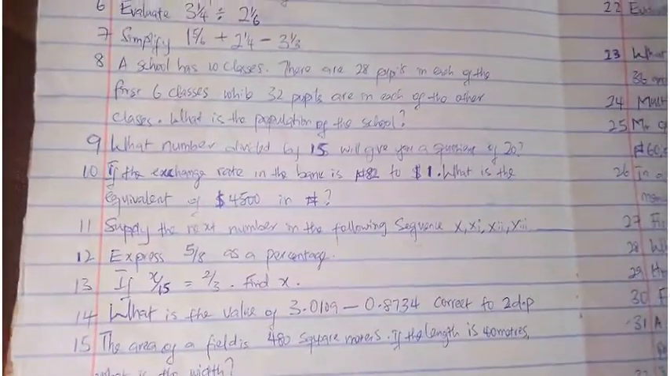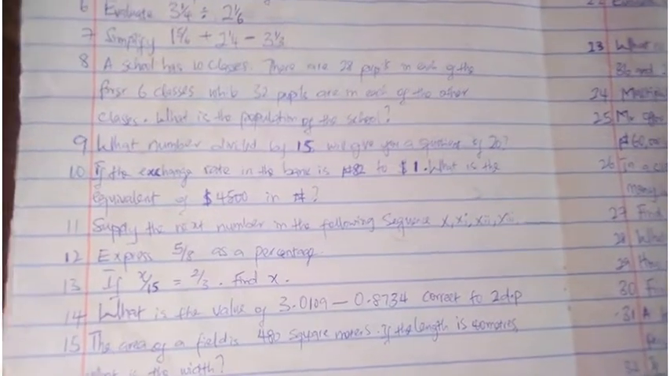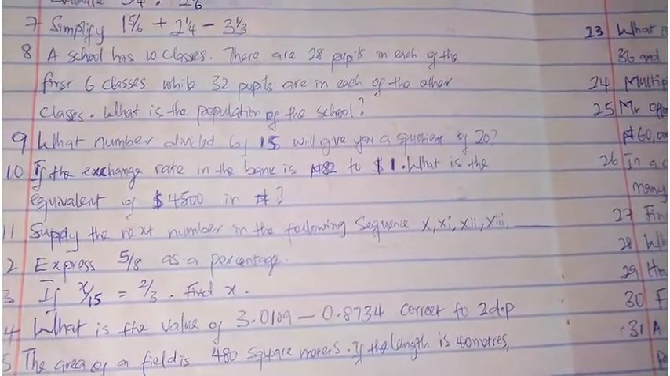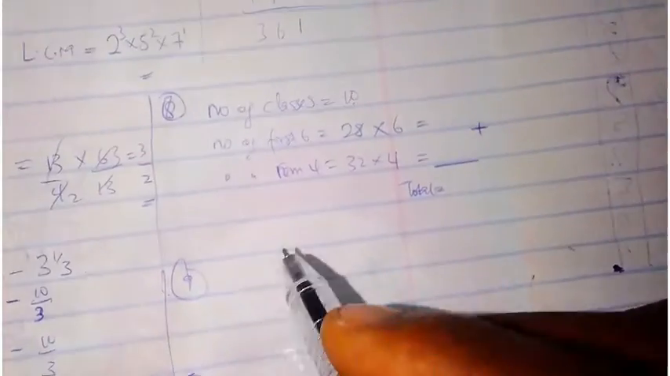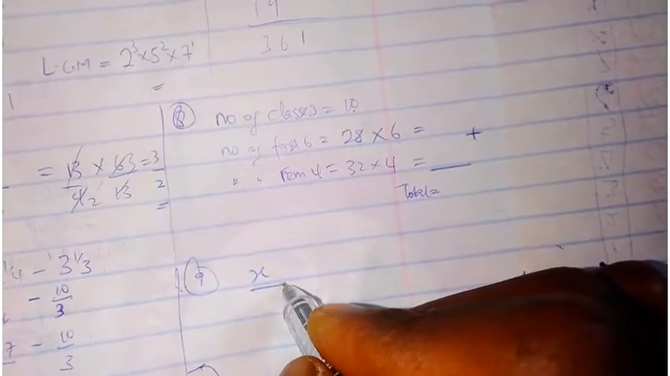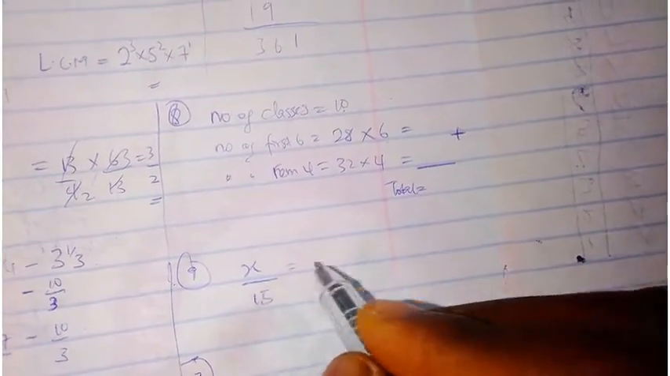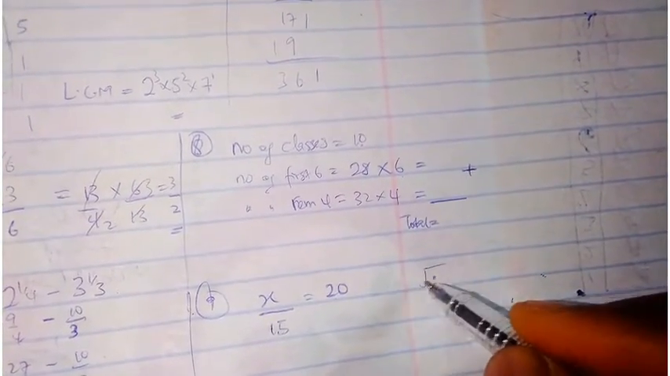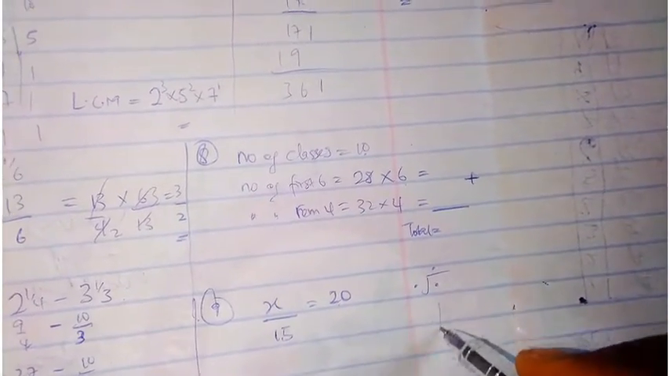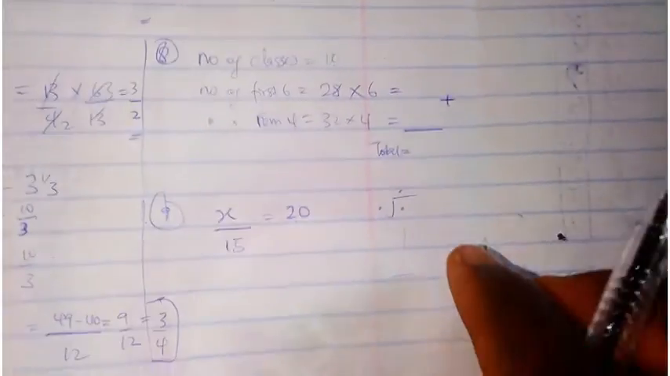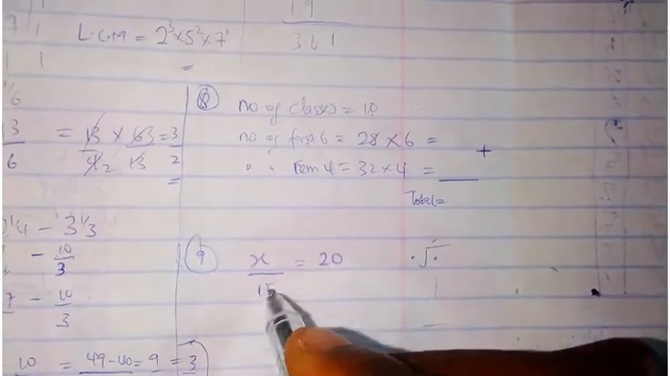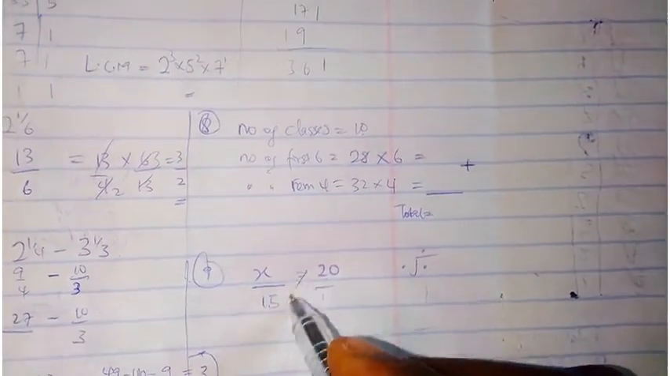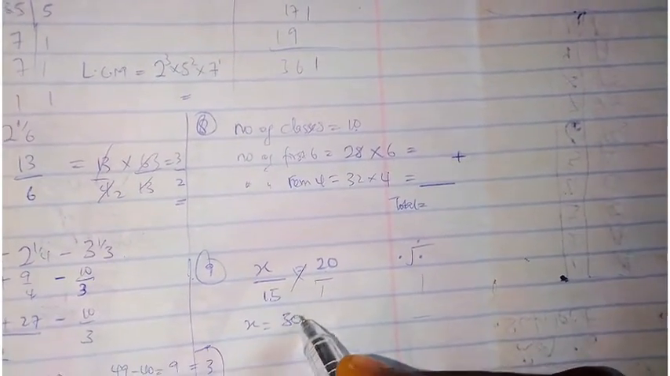Number 9 question says, what number divided by 15 will give you a quotient of 20? So let's say let x be the number. X over 15 equals 20. This is our quotient. Just like this is our dividend, this is our divisor, this is our quotient. Then we have our remainder after solving in long division method. So what number divided by 15 will give us a quotient of 20? That becomes x over 15 equals 20 over 1, cross multiply, x equals 300. So this is the number.